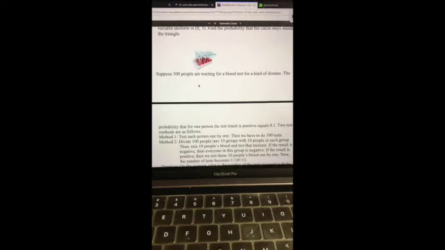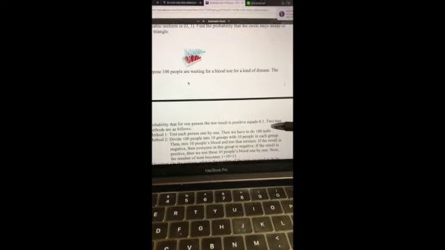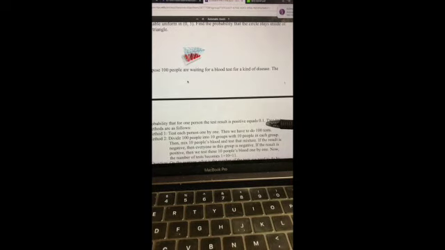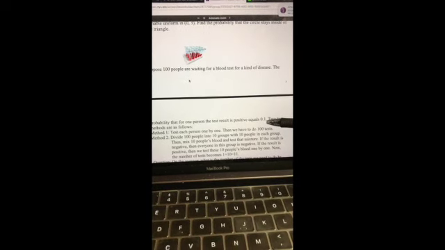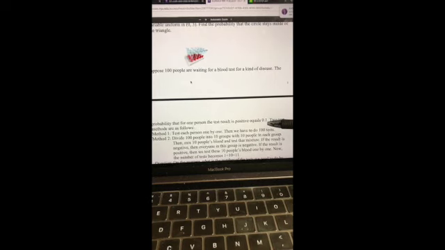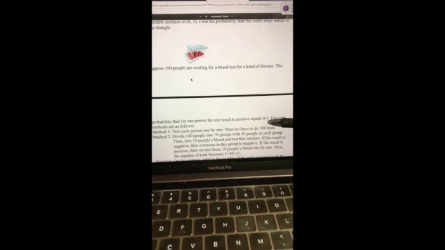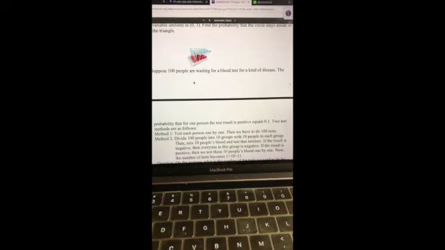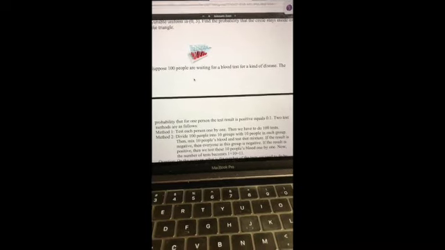And we should know that for a person, the probability that the test result is positive is equal to 0.1. And we assume each person is independent.